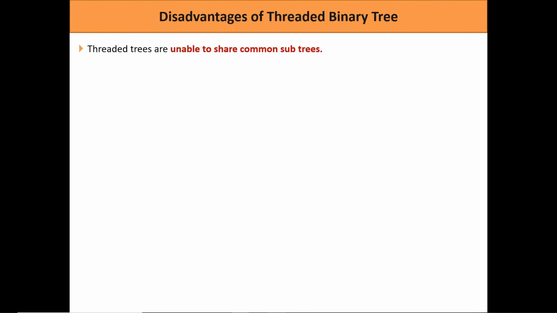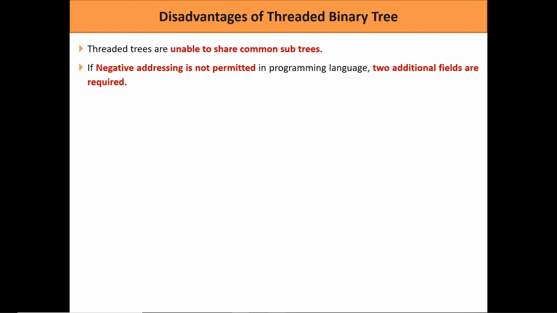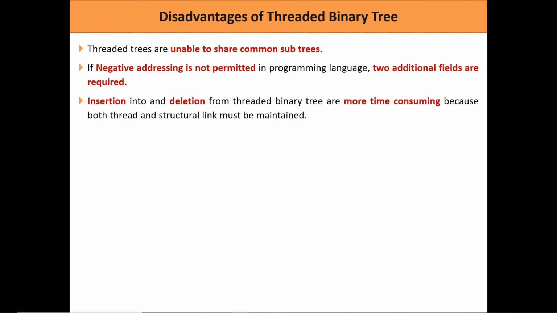Threaded trees are unable to share common subtrees. If negative addressing is not permitted in the programming language, two additional fields are required. Insertion into and deletion from threaded binary tree are more time consuming because both thread and structural link must be maintained.